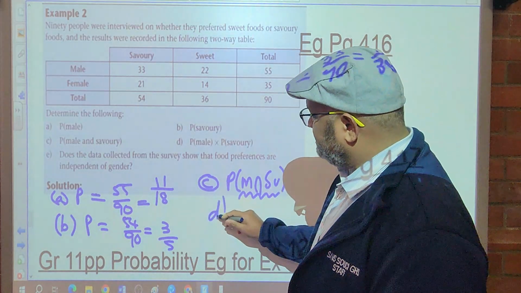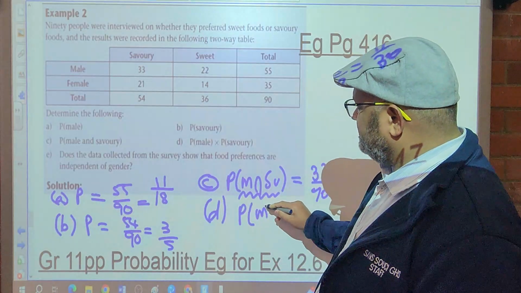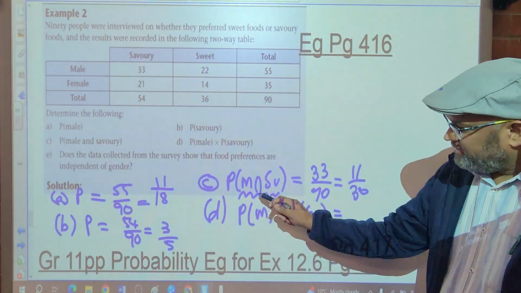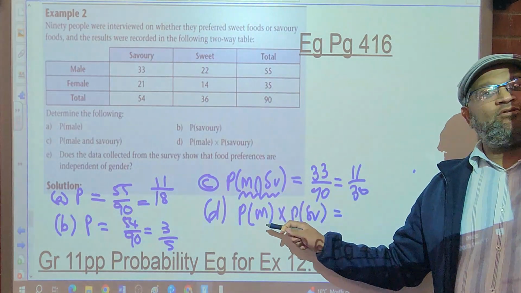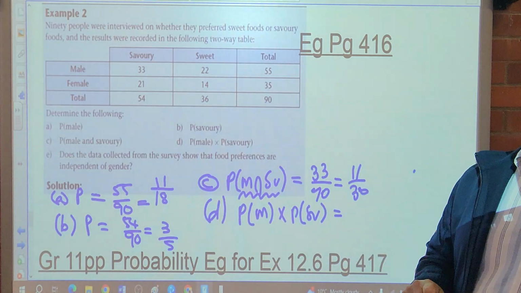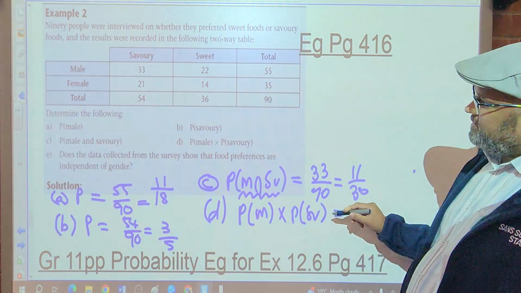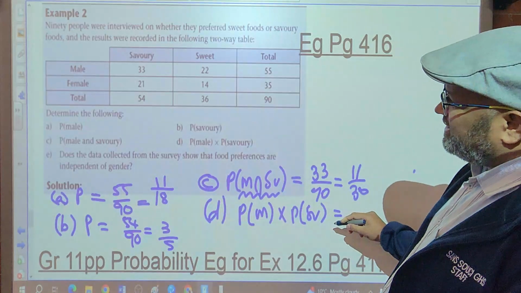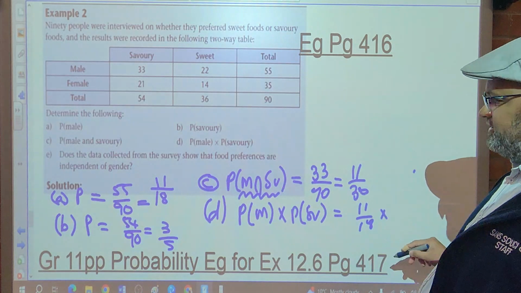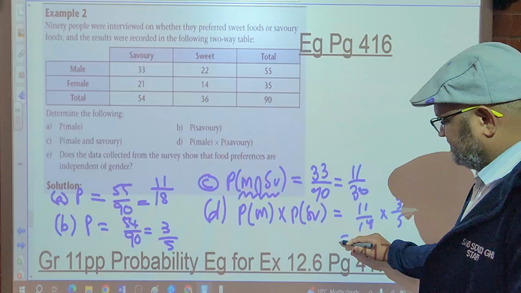Let's look at D. D says the probability of male times the probability of savory. So people, if the probability of male and savory is equal to the probability of male times the probability of savory, then what can we conclude? The events are independent. Not so. So let's look at the probability of male. We worked that out already, which is 11 over 18. Times the probability of savory is 3 over 5. So let's see what that gives us.